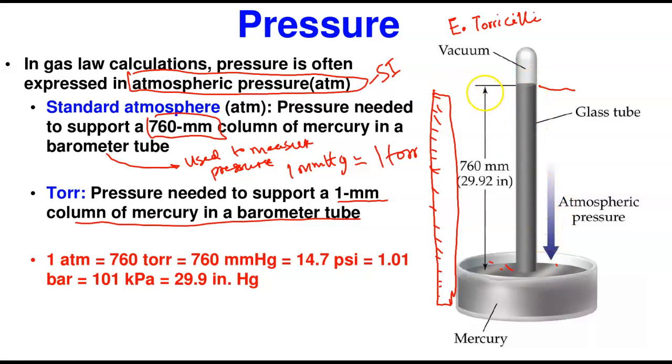And now when we measure that particular column supported by this length, that becomes what we call the atmospheric pressure. So the atmospheric pressure is actually equivalent to 760 millimeters of mercury, which we call 1 atmosphere, or we can say 76 centimeters of mercury. Actually, that is what we call the Torricelli experiment.